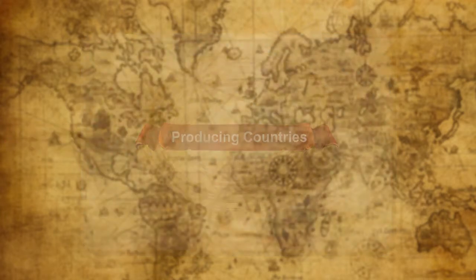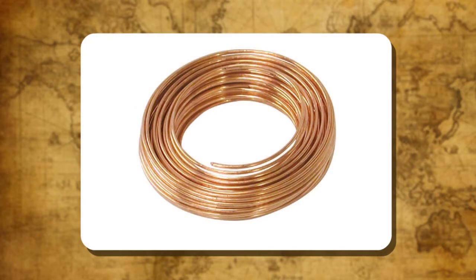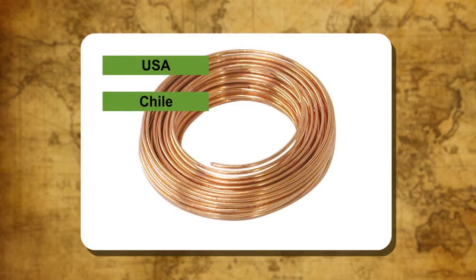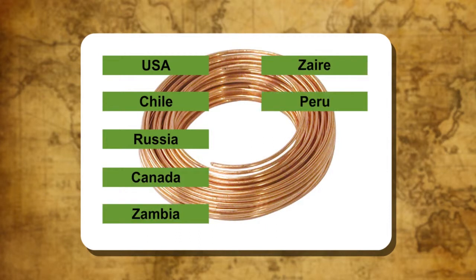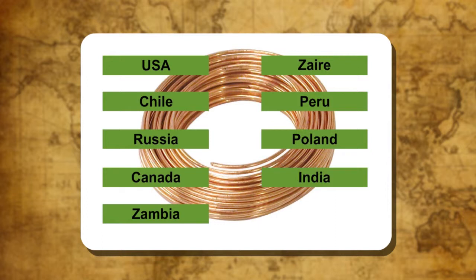Producing countries. The main producers of copper in the world are USA, Chile, Russia, Canada, Zambia, Zaire, Peru, Poland, and India.